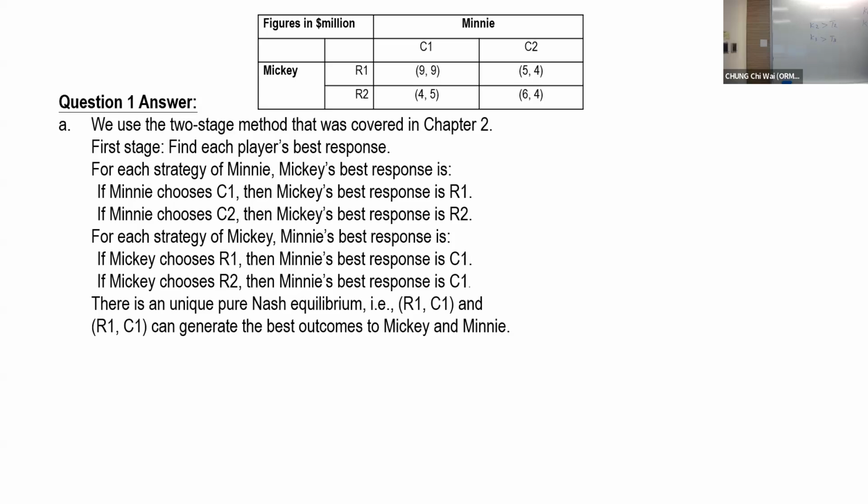So once we have identified the best response of the data, now we can take away the redundant ones, all right? And then also take away the next. So at the 11th point, Make should choose R1, and R should choose C1.